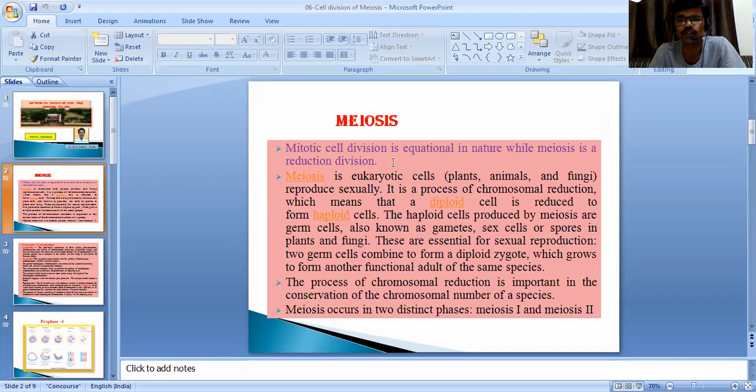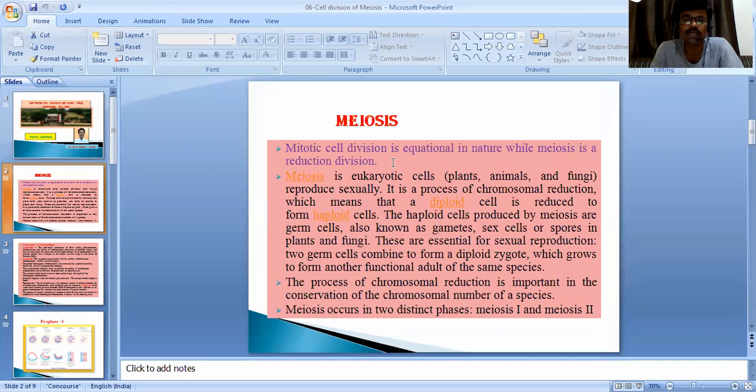The haploid cells produced by meiosis are germ cells, also known as gametes, sex cells, or spores in plants and fungi. These are essential for sexual reproduction. Two germ cells combine to form a diploid zygote, which grows to form another functional adult of the same species. The process of chromosomal reduction is important in the conservation of chromosomal numbers of the species.